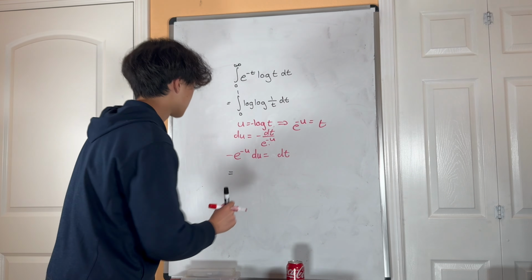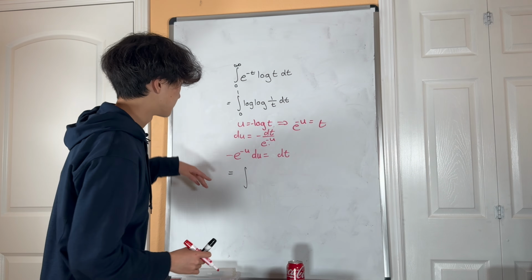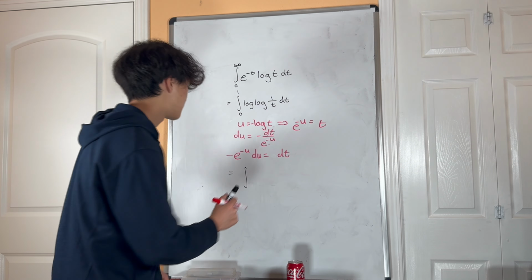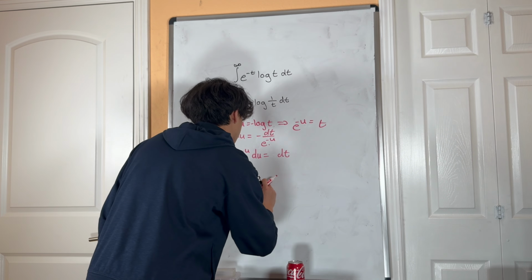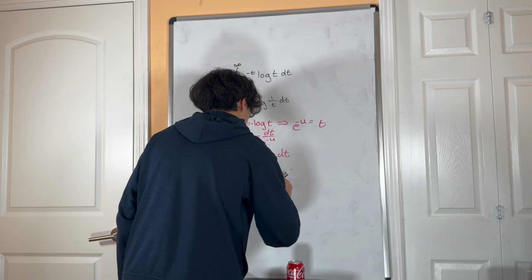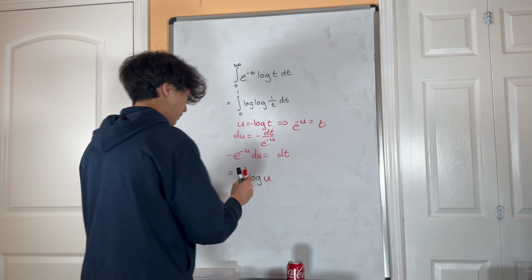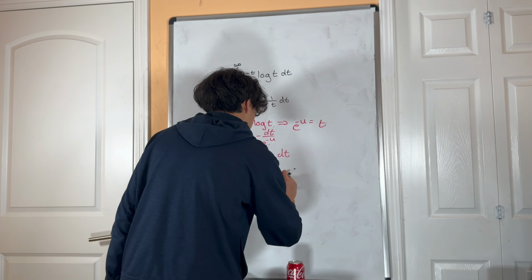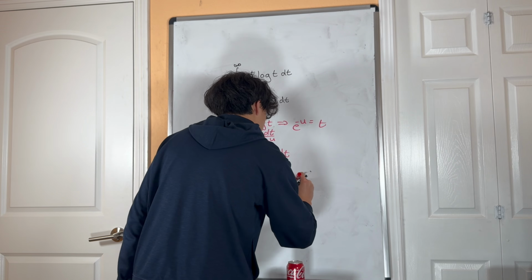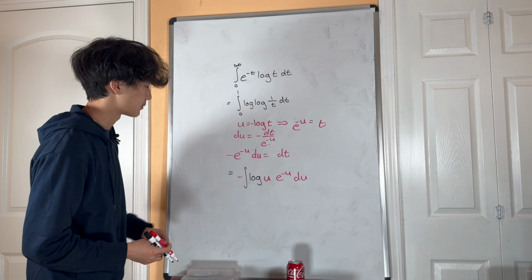From here, let's deal with the bounds in a second. This remaining part is going to be a logarithm, and then this inner logarithm we set to be equal to u. And then dt is just negative, which I'm going to drag to the outside, e to the negative u du. All right, so that's the integral done. Now we just need to figure out the bounds.